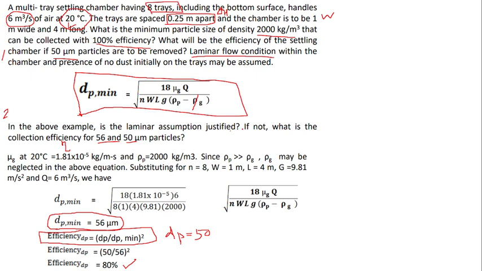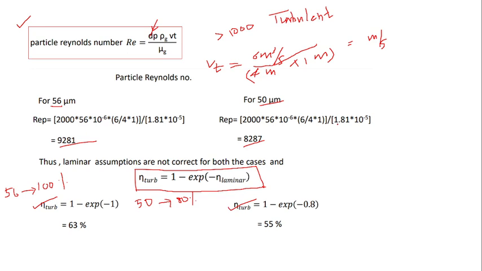Next, if not, what is the collection efficiency? If not, it means they are asking for the turbulence collection efficiency, which is obtained by using this formula: eta turbulence is equal to 1 minus exponential of minus eta lambda.